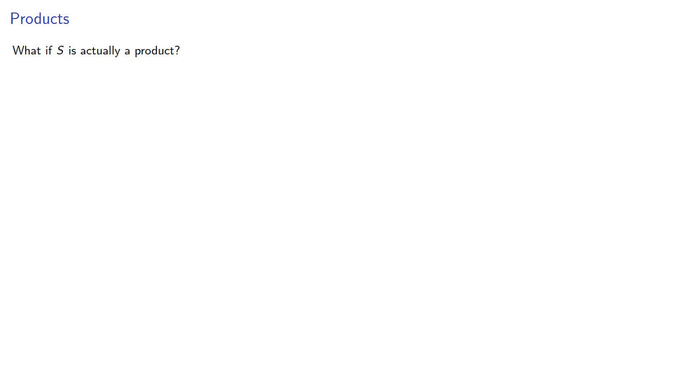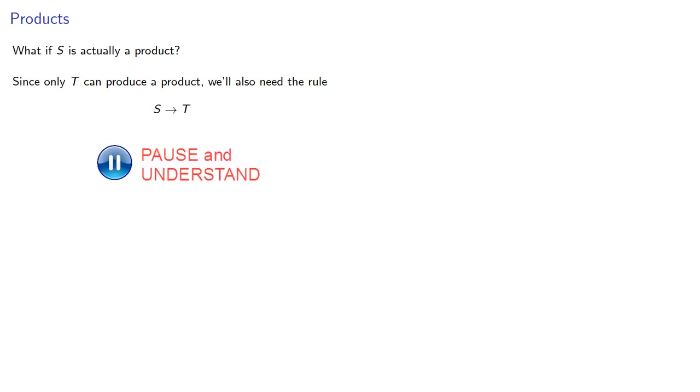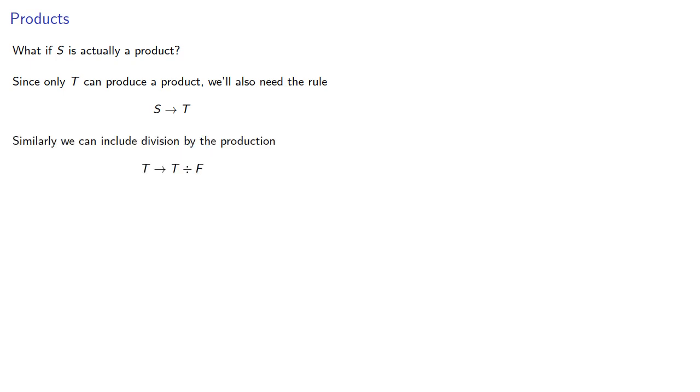But what if S is actually a product? Since only T can produce a product, we'll also need the rule S produces T. And similarly, we can include division by the production T produces T divided by F, and so this gives us our set of rules.